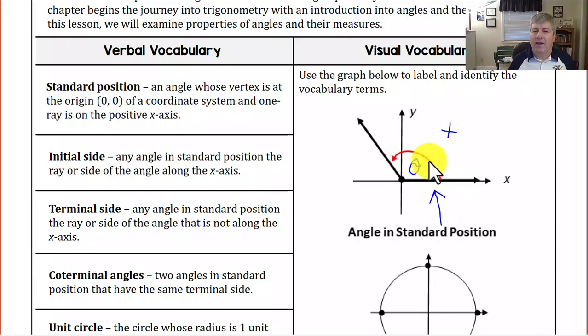Now this angle here, theta, is moving in the positive direction because we're rotating into the positive y-axis or into the first quadrant. If we were rotating the opposite direction into the fourth quadrant, then that would be a negative angle or negative theta. So the initial side of any angle in standard position is the ray along the x-axis. So we would say that this is the initial side.